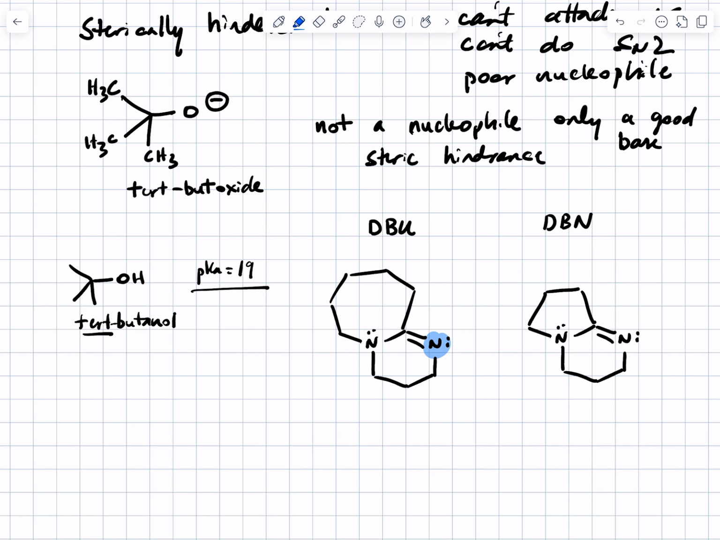But the idea is this is the basic nitrogen, and it is sterically hindered. It would be difficult for that nitrogen to attack an alpha carbon. So these are all sterically hindered bases that are only good bases and are not good nucleophiles. Tert-butoxide, you can sort of get that from its structure. DBU and DBN, if you don't know the structure, you're just going to have to memorize that those are sterically hindered bulky bases.